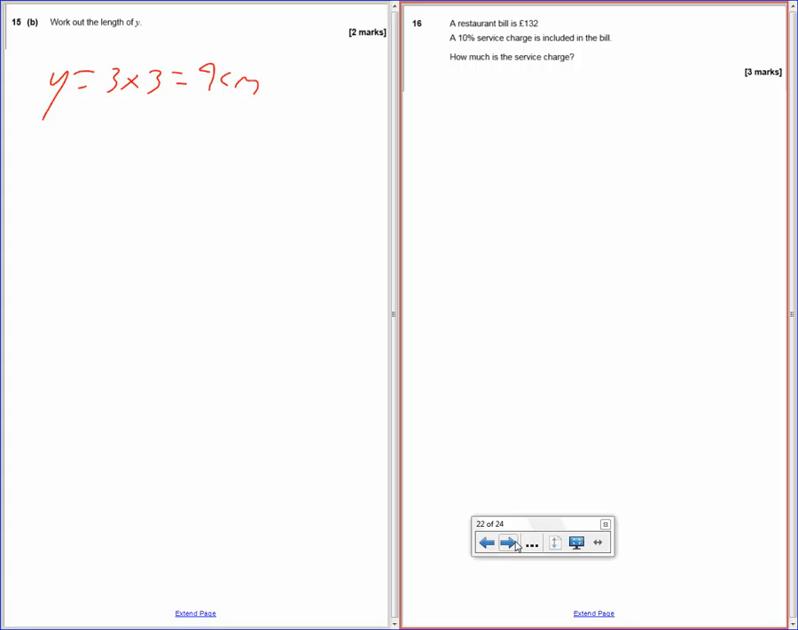Question 16, this confused a lot of people. The service charge has already been included in the bill. It's not something we're going to add on, it's already been included. So that £132 includes the 10% service charge. So that means £132 is 110% of what you got of the actual bill.